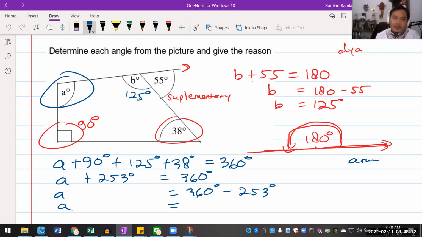Gimana? Berapakah? 107, Pak. 107 degree. Oke, there you go. Ya, gitu ya guys. Jadi cara dapat B-nya pakai ini, cara dapat A-nya dari sini.